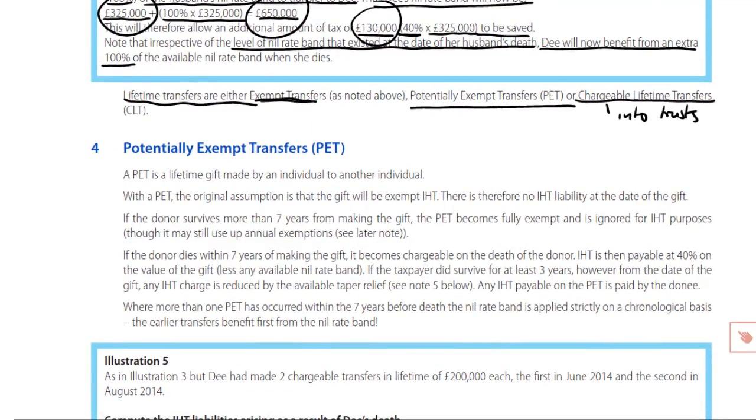So, just before we do that, go back through the examples we've just done and make sure that you're happy with them. So we'll pause for a moment before then dealing with a specific note on PETs.